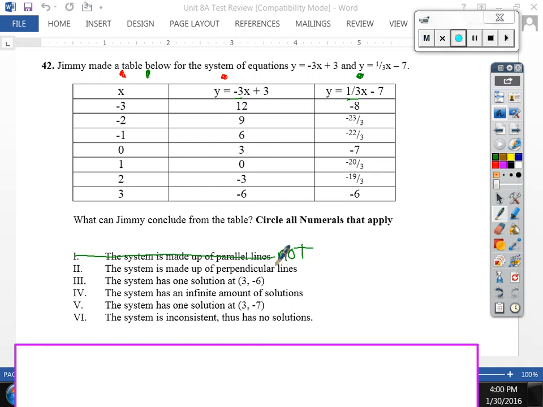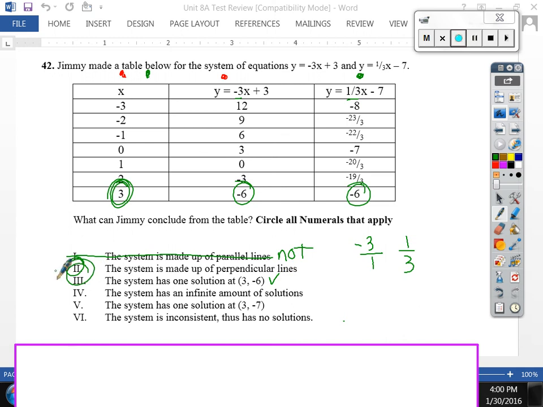Then it says the system is made up of perpendicular lines. Perpendicular lines have opposite reciprocal slopes. I can rewrite -3 as -3/1. Then it's obvious that yes, those are opposite reciprocals. I flipped the fraction and changed the sign, so number 2 is true. Now it says the system has one solution at 3, -6. If I look at my red dots, the point 3, -6 is on the first line. If I look at my green dots, the point 3, -6 is also on the second line. So this one is also true.